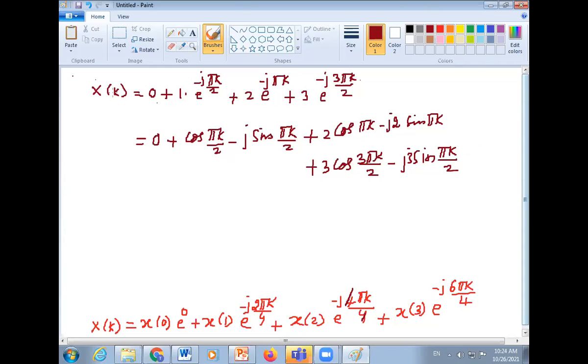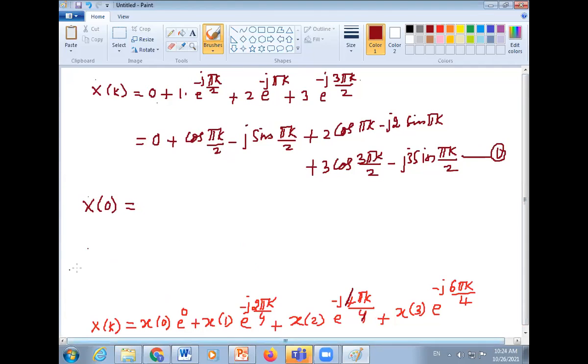Okay. Now let us call this equation 1. Then if you further simplify this, if I want to calculate the value of x of 0, I can write it as, if k becomes 0 here, what will happen?